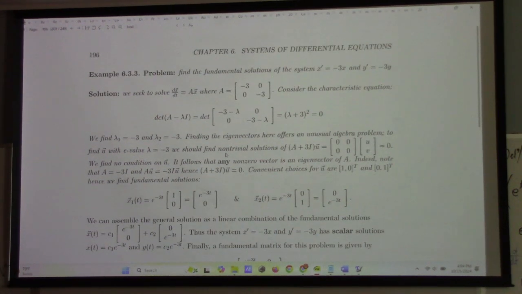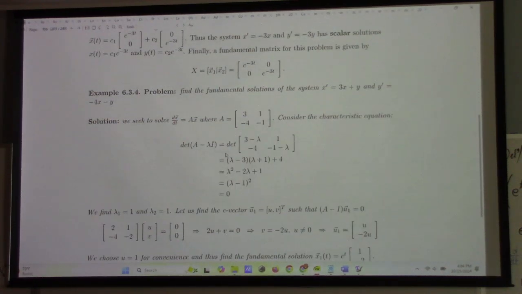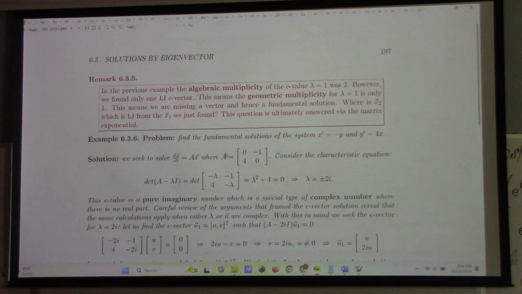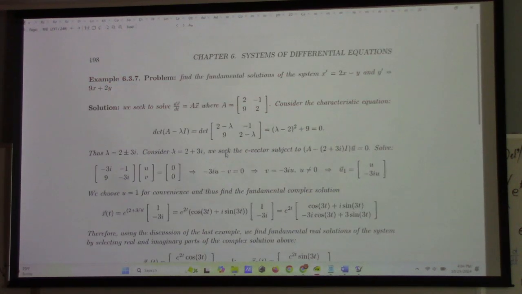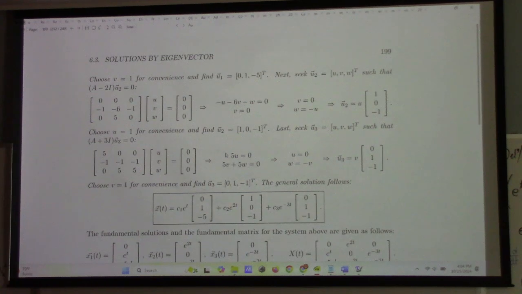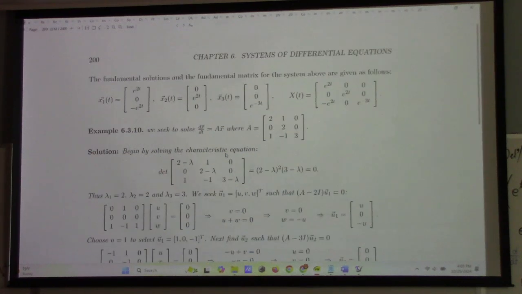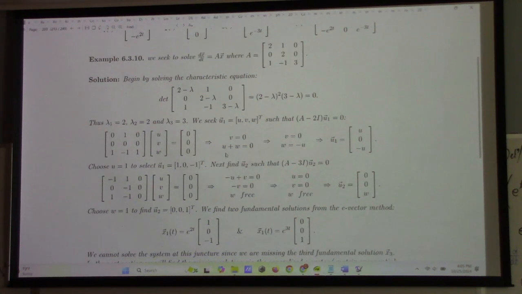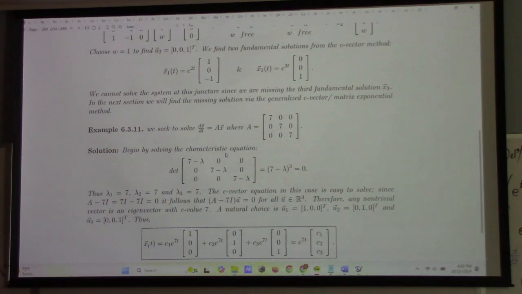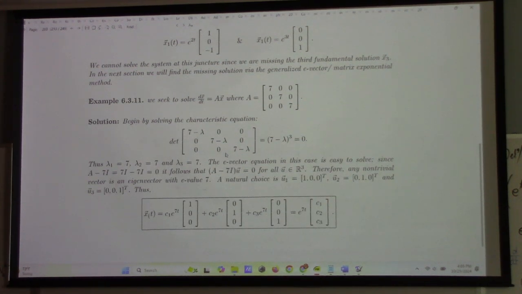But sometimes it's not possible to find enough eigenvectors. I think that might be the case here. Let me skip ahead, trying to find one that's got nastiness. Well, anyway, I've got every case under the sun in these examples. This is something I wanted to talk to you guys about. Just because an eigenvalue is repeated, that doesn't mean it's not diagonalizable. Eigenvalues can be repeated and still have diagonalizability.